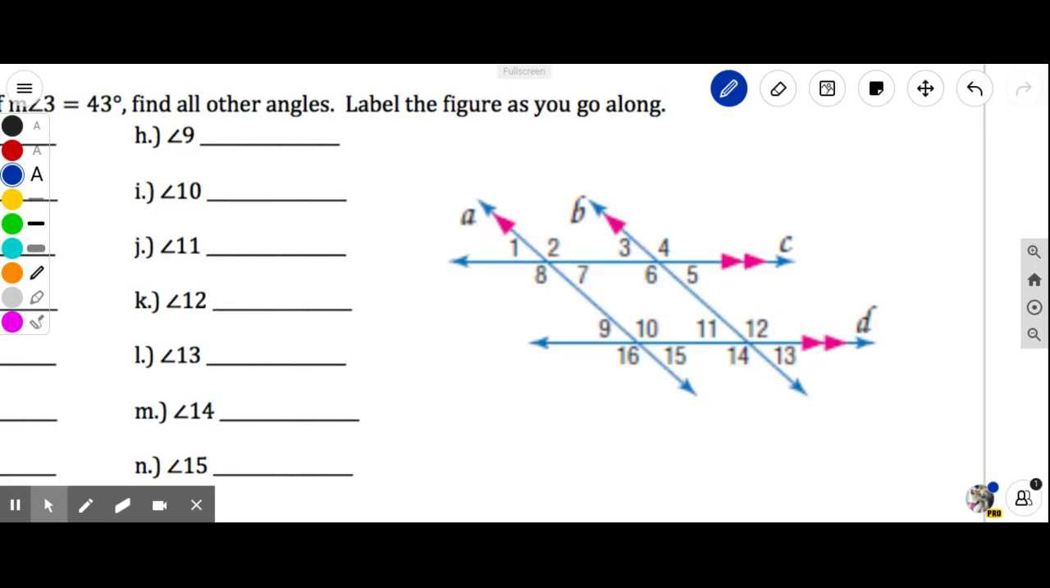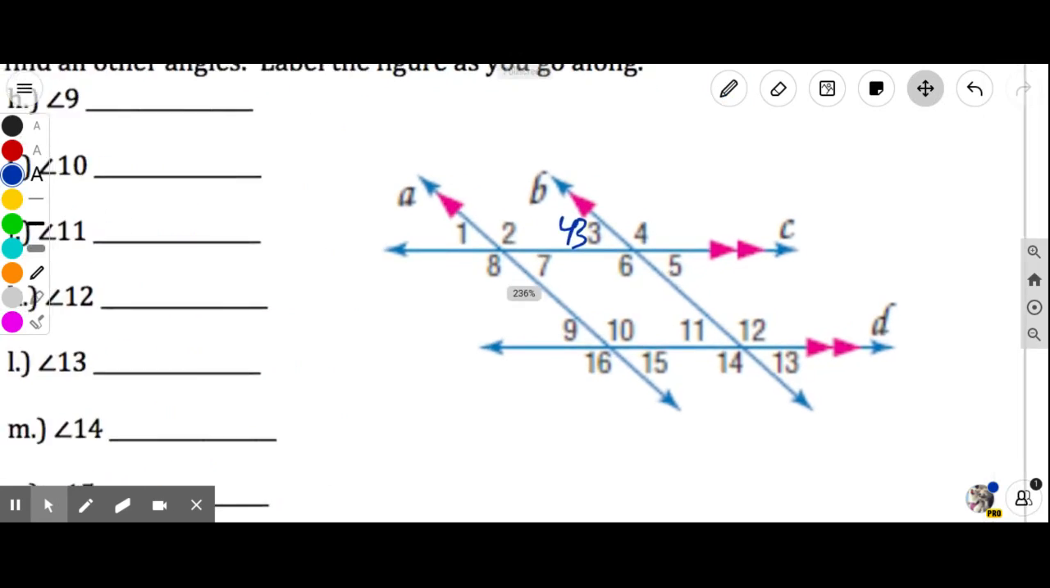So see how C and D have 2 sets of arrows. That means those are parallel. And then A and B have 1 set. So that means those are parallel. So when you know that lines are parallel, the theorems that we just learned will work for any transversal that goes through those lines. So we were given that 3 is 43. And then we're asked to find the rest of them.